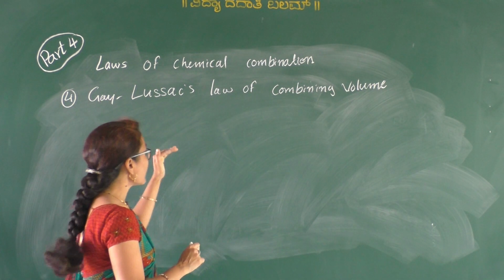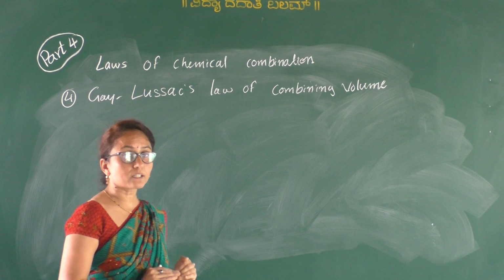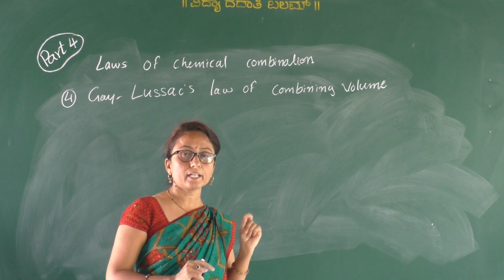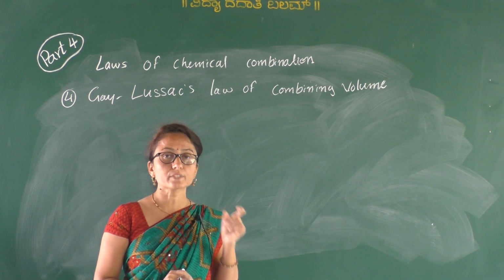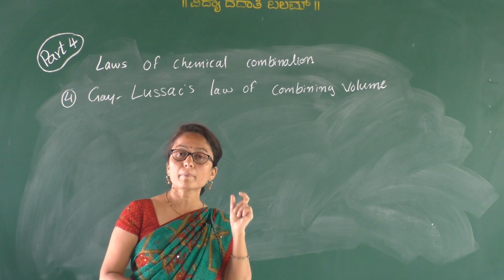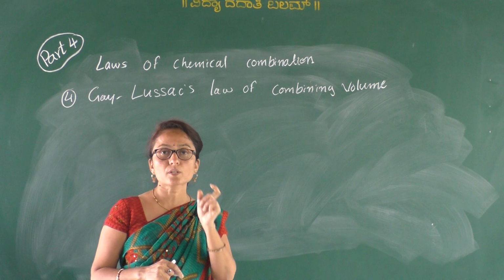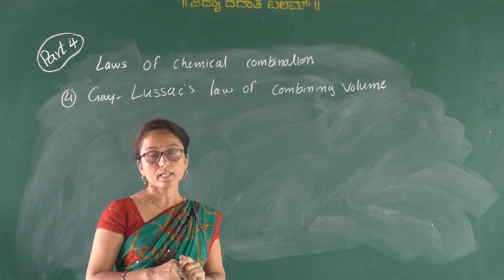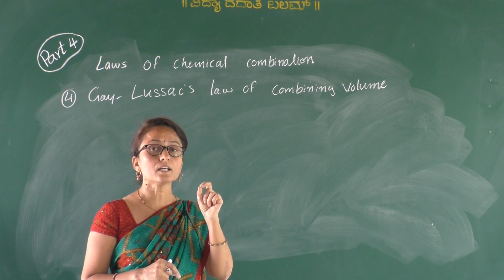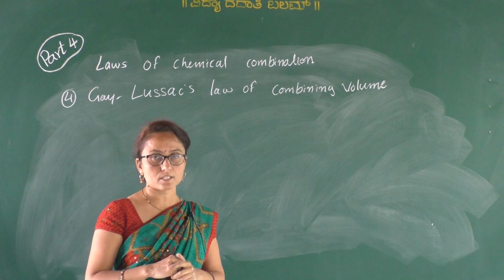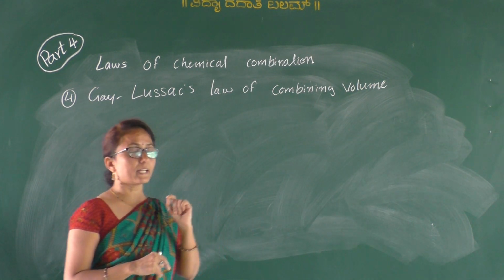Okay. So this law is also similar to the law of definite proportions. The law of definite proportions is a ratio by mass, Gay-Lussac's law is a ratio by volume, because we are considering gaseous substances. Clear? So now take an example.